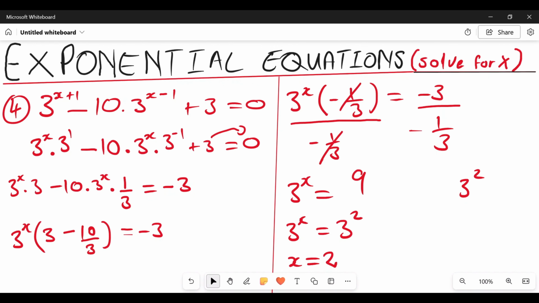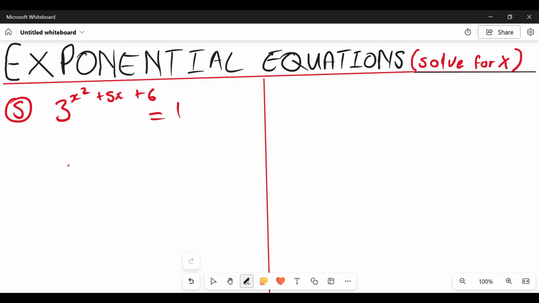All right, we are done with equation 4. Let's do equation 5. All right, guys, let's look at equation 5 here. Now, in equation 5, we have on the left hand side the base of 3, which has an exponent of a trinomial. The exponent is x squared plus 5x plus 6. So this is equal to 1.